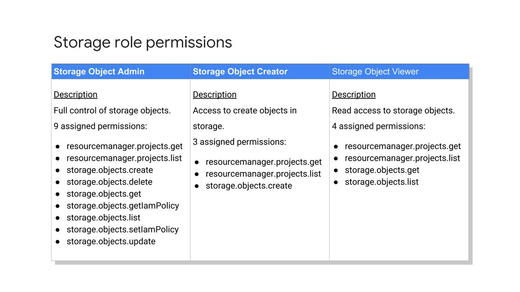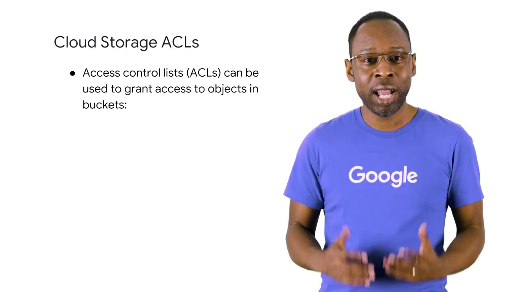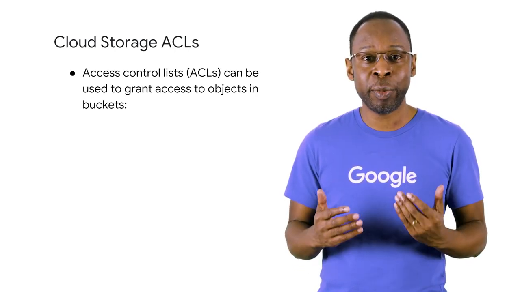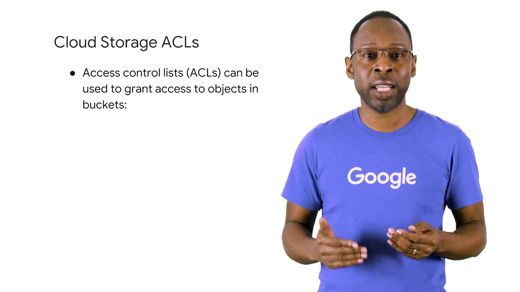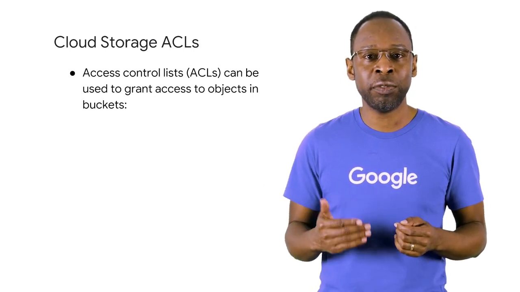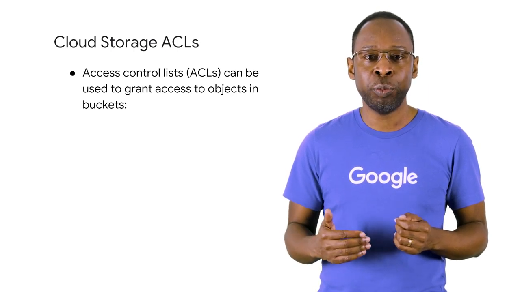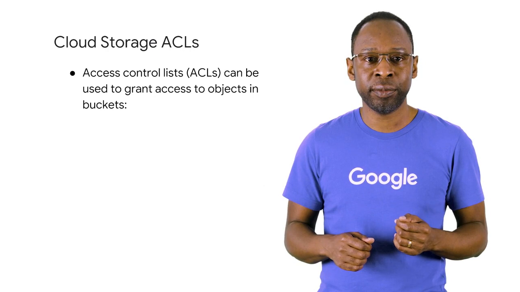IAM permissions give you broad control over your projects and buckets, but not fine-grained control over individual objects. Access control lists, or ACLs, are a mechanism you can use to define who has access to individual buckets and objects, as well as what level of access they have. You apply ACLs to individual buckets and objects.